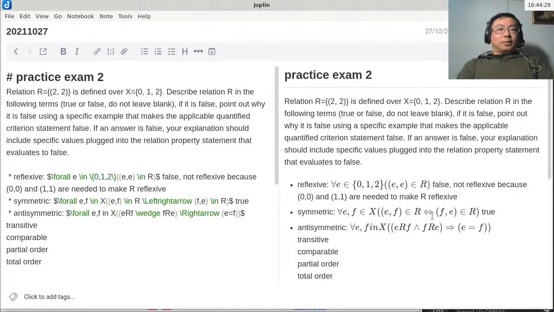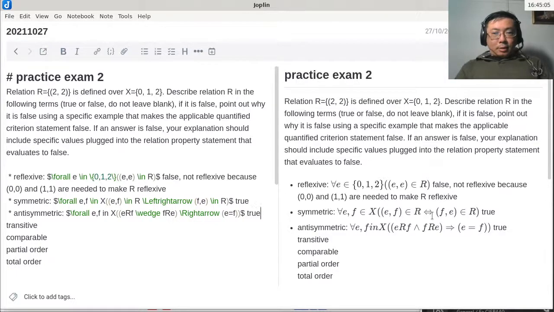So in this case, we basically want to say for every way to choose a value for E and then for every way to choose a value of F, we want to make sure that ERF and FRE, so when EF is in R and FE is in R, we want E and F to be the same. In this case, it is true. So this one is true too. So there's no further explanation needed.